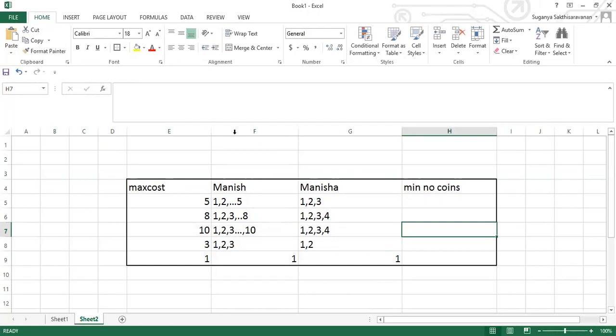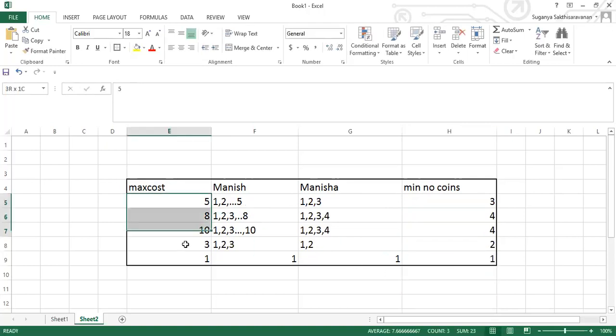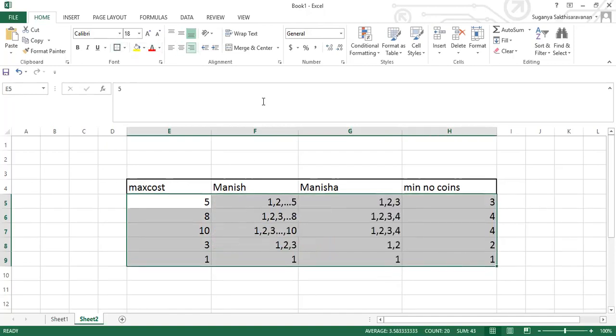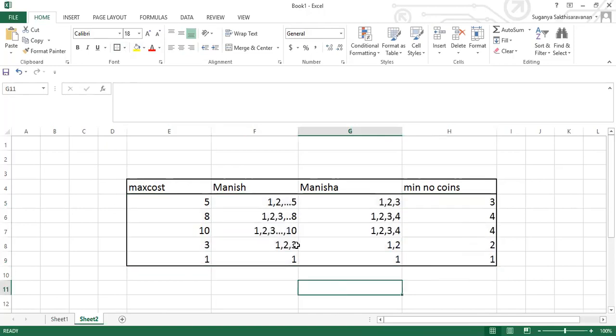So according to Manisha, if you take the strategy, it comes like this. Looking at the number of coins, here 3 coins are required, here 4 coins, 4 coins, here 2 coins, and here 1 coin. Based on the amount, the number of coins varies. So how do we crack the strategy? If it is 10 rupees, maximum 4 coins. In the same way, 8 rupees, maximum 4 coins. 5 rupees, maximum 3 coins. 3 rupees, maximum 2 coins, and 1 rupee, maximum 1 coin. Can you people crack the strategy behind it? Just try it. I'll help you out.